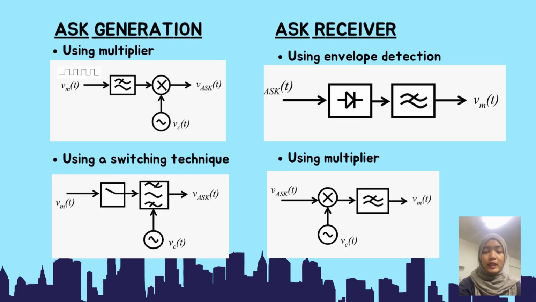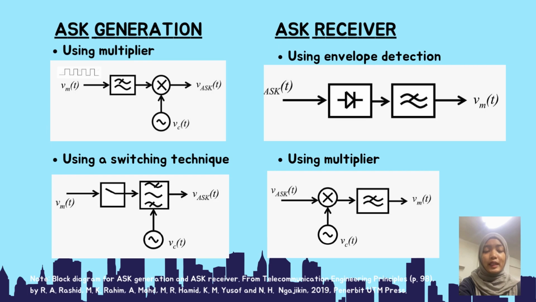There are two ways to produce an ASK signal, which are using a multiplier and a switching technique. Look at this picture: using a multiplier, the information signal will be passed through a low pass filter that filters out high frequency signal. After filtering the signal, it will be multiplied with a high frequency signal. The output signal produced is known as the ASK signal.